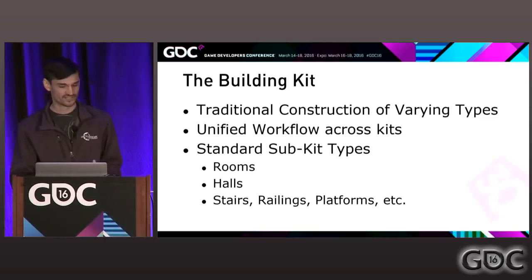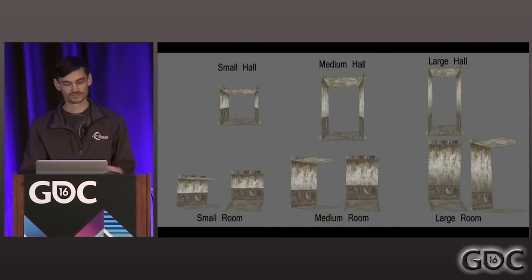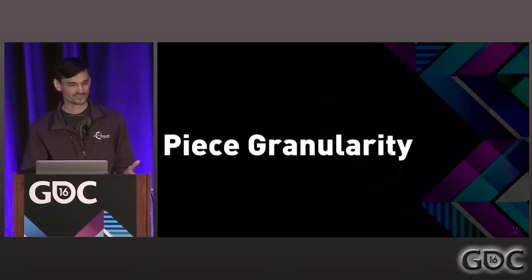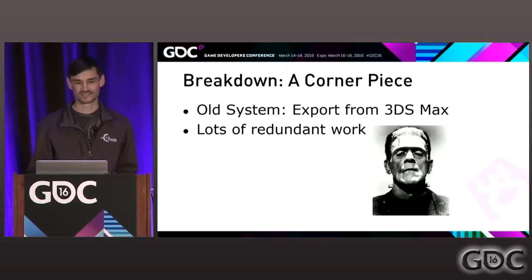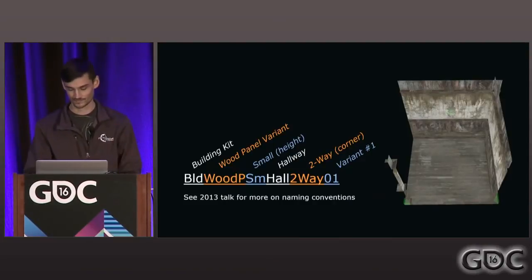And this had a lot of our standard stuff that we have in all the kits. Small halls, medium halls, large halls, so on. But the way we built a piece this time was different. Previously, when we'd build a piece, you'd kind of Frankenstein it together in Max. But then if you needed to, say, update a door frame, you'd have to go through each one of those and update it. So it was a ton of redundant work. So you would export out a piece, and here's your piece. It's one big package deal.